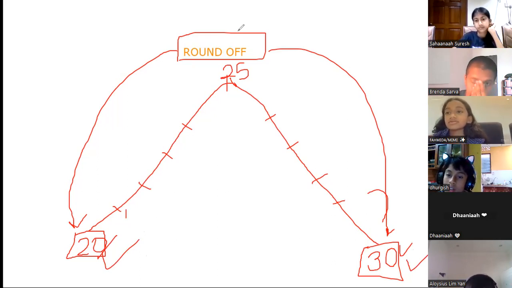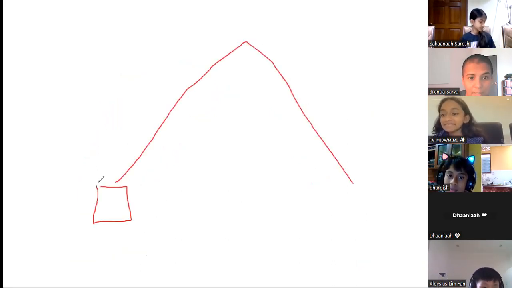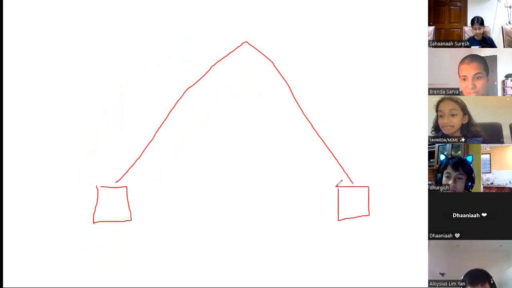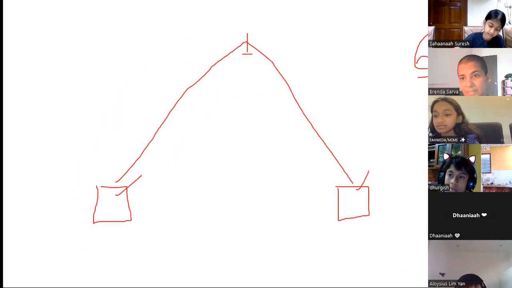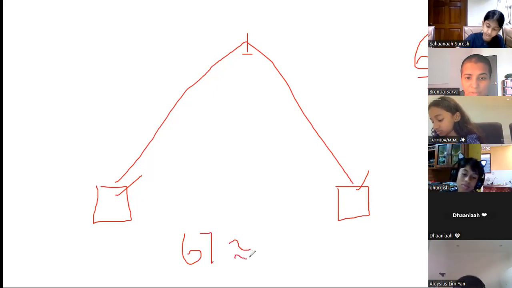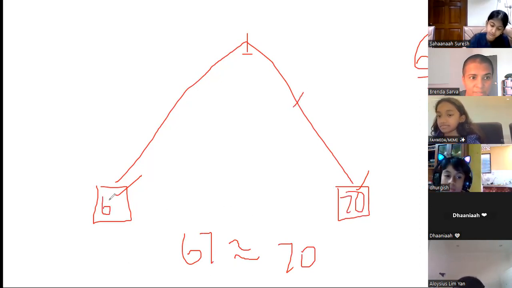Good. So now, no more mountains. Got mountain, but no more numbers. You have to imagine the number now. There are 2 stations, and there's the middle number, 65. I'm going to give you a number: 67. 67 gets rounded off to 70 because 67 is here, this is 70 here and this is 60 over here.